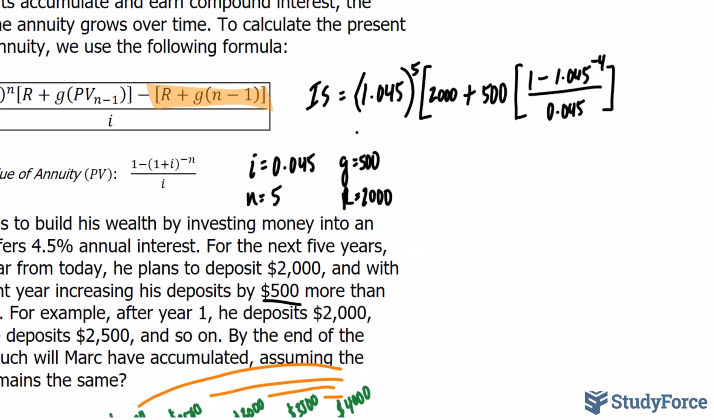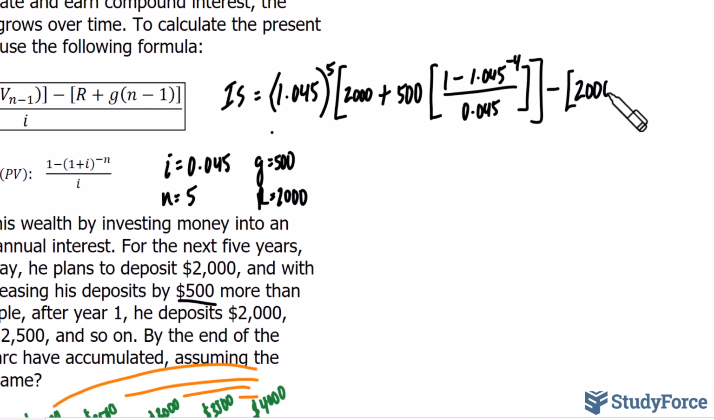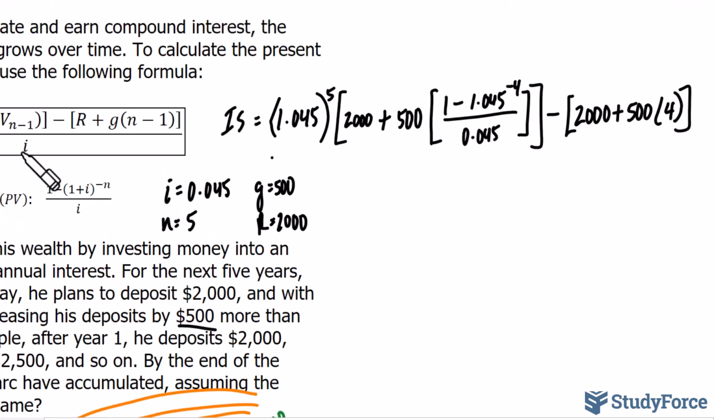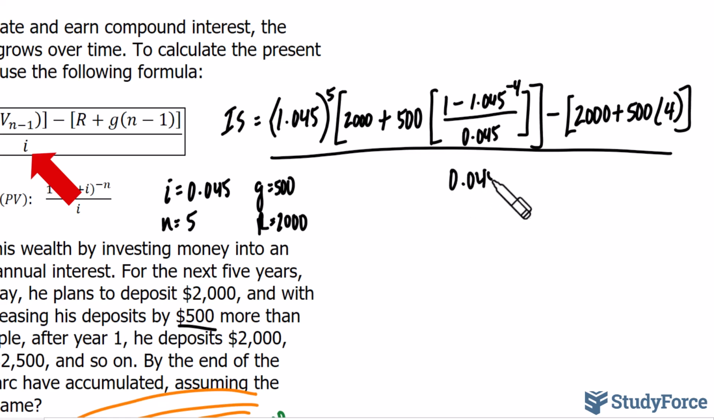And we subtract from that, if you take a look at this part of the equation, R, which is 2,000, plus 500 multiplied to n take away 1. N is 5, take away 1 is 4. Now, interestingly, if you combine these values, 2,000 plus 500 times 4, you actually get the final payment of 4,000. And all of that gets divided by i, which is 0.045.